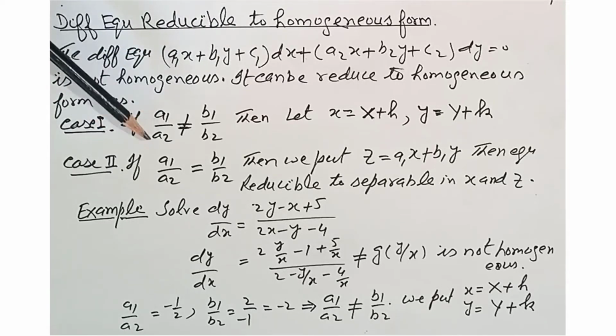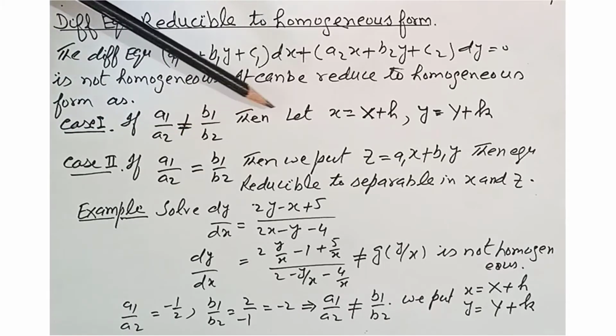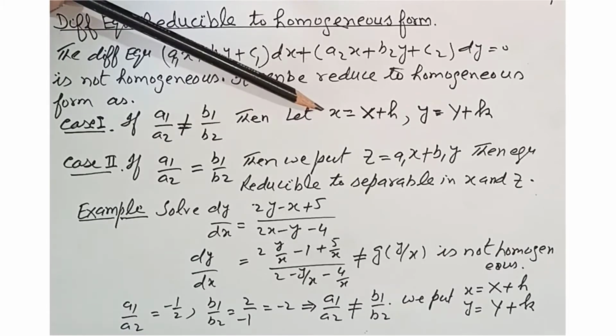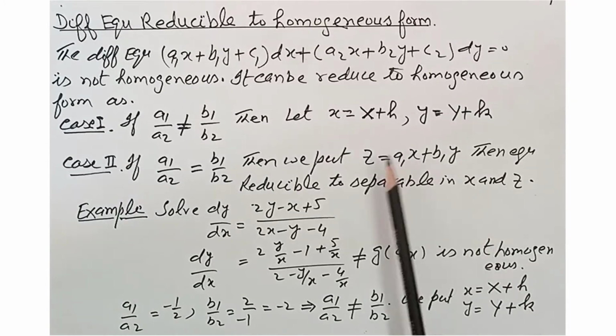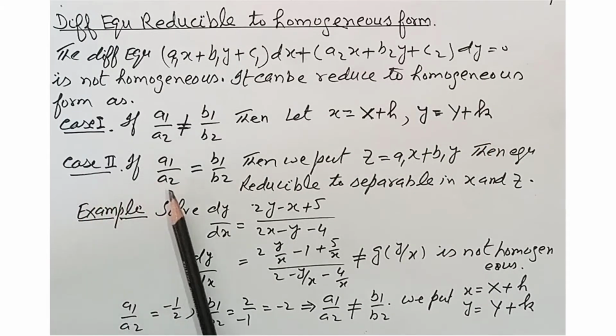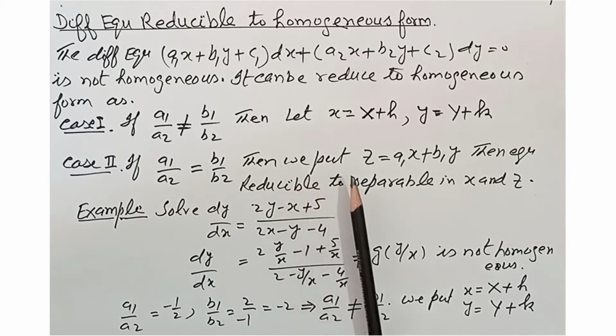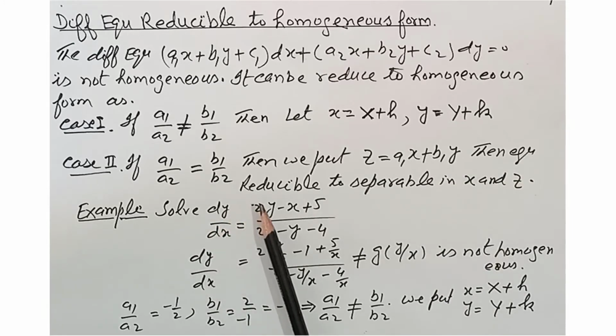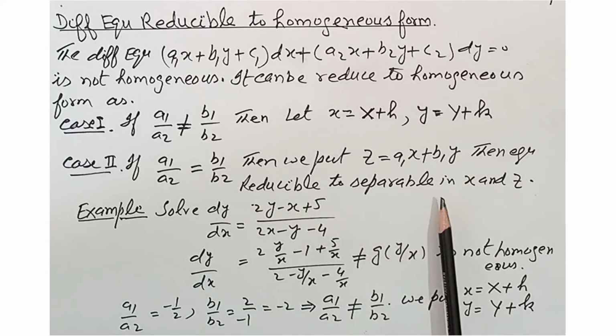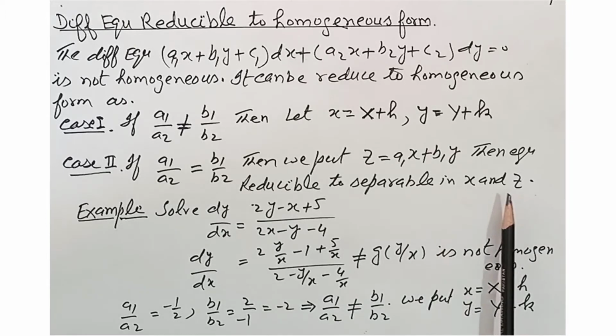Case number 1, if a1 by a2 is not equal to b1 over b2, then we let small x equal to capital X plus h and small y equal to capital Y plus k. Now case number 2, if a1 by a2 equal to b1 over b2, then we put z equal to a1x plus b1y, and the equation is reducible to separable in x and z. So there are two cases. Now I am giving you an example of how we solve this equation.